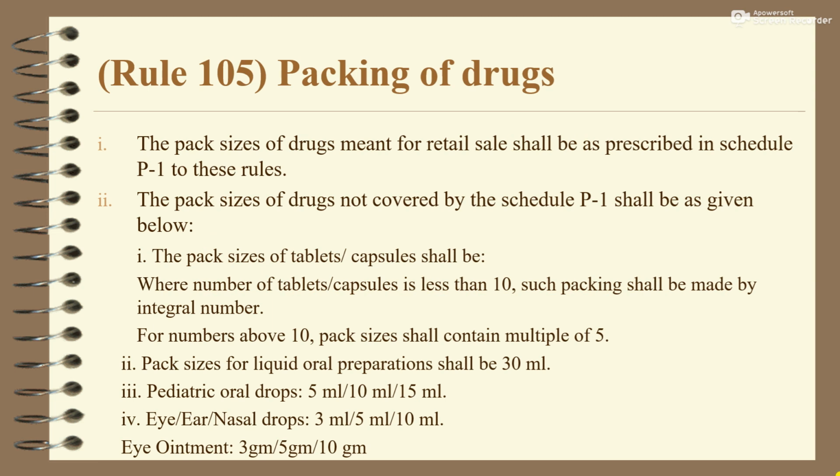Next is under the rule 105, that is packaging of the drug. The pack size of the drug meant for the retail sale shall be as prescribed in the Schedule P1 of these rules. Then the pack sizes of the drug not covered by the Schedule P1 shall be given as below. The pack sizes of the tablets, capsules: where the number of tablets, capsules is less than 10, such packing shall be made by the integral number. Then for numbers above 10, pack size shall contain multiples of 5.